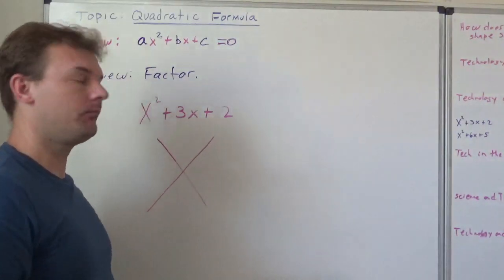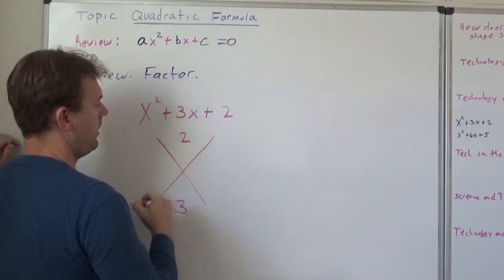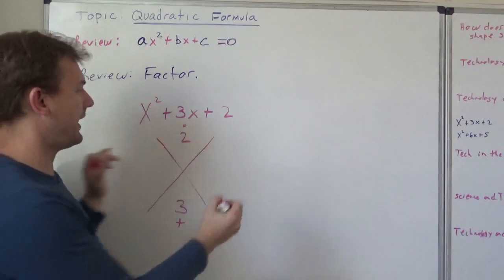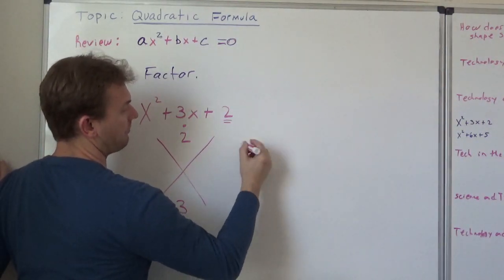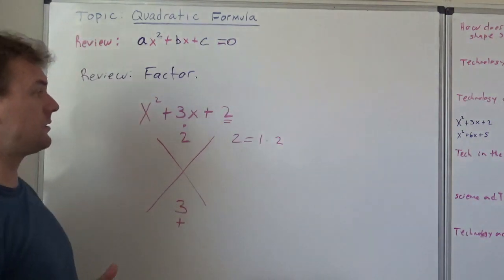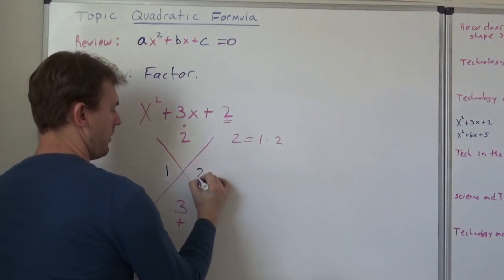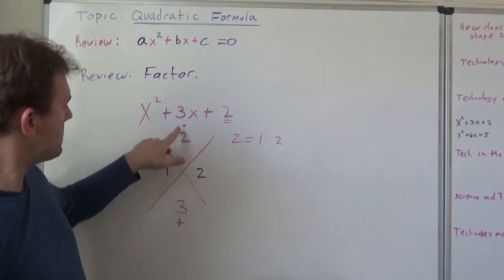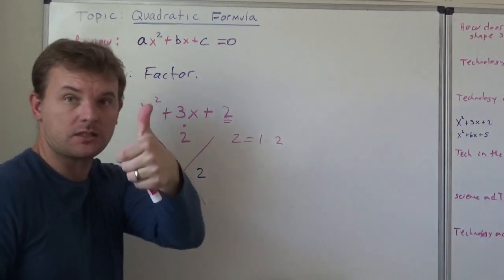Your diamond method. What goes in the top? Is that 2? What goes in the bottom? 3. Remember, this is multiplication. This is addition. Now you're looking for the two signs. You're looking at the last number, which is 2. So you're going to go 1, 2, 1 times 2, right? That's it. 1 times 2. So now you're just going to say, okay, I'm going to put a 1 and I'm going to put a 2. Are these the correct answers? And you're like, okay, 1 times 2 is 2. 1 plus 2 is 3. Awesome. You just factored it.